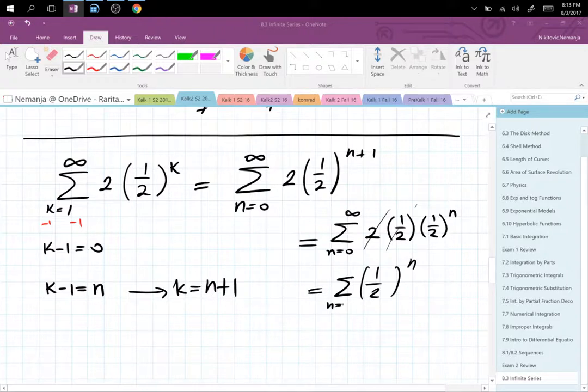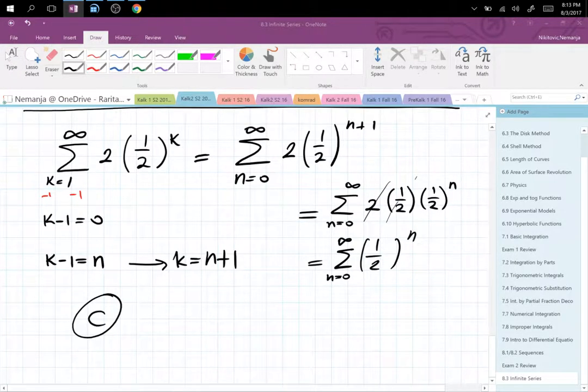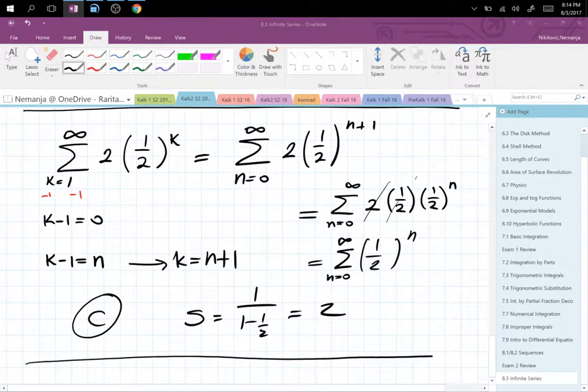So you see, convergence or divergence doesn't change with where you start your series, but the sum does. And you have to be very careful about that. So now we know it converges, right? And we know that the sum is going to be 1 over 1 minus 1/2, which is 2. A lot of face palms on this on exams. So be mindful of that little number there.